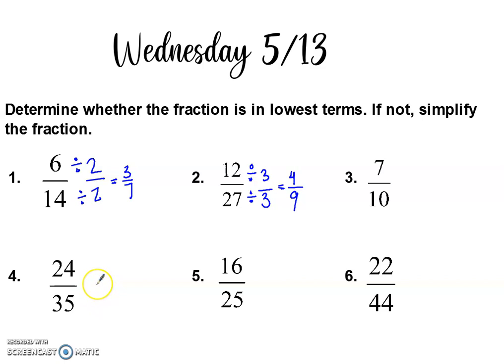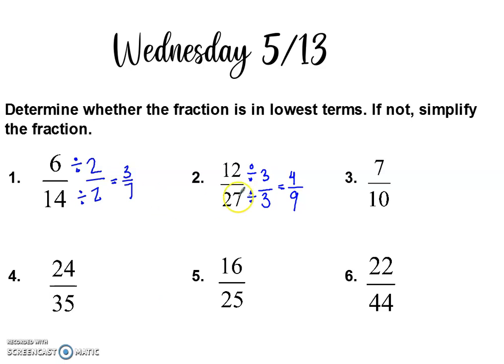What about number 4? One's even and one's odd, so 2 won't work. What about 3? I noticed that 7 goes into the bottom. I think that's the best we can do. It's in simplest terms already, so we'll leave it just the way it is. What about number 5? Are there any numbers that go into both the top and the bottom? As I'm looking at my multiplication chart that goes up through 20, there aren't any numbers that go into 16 and 25, so that's in simplest terms.